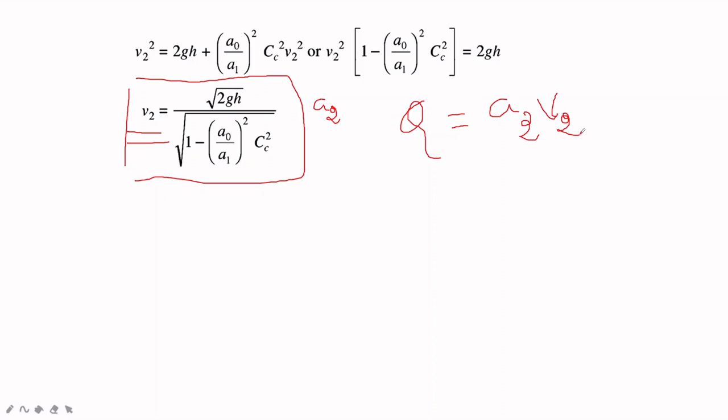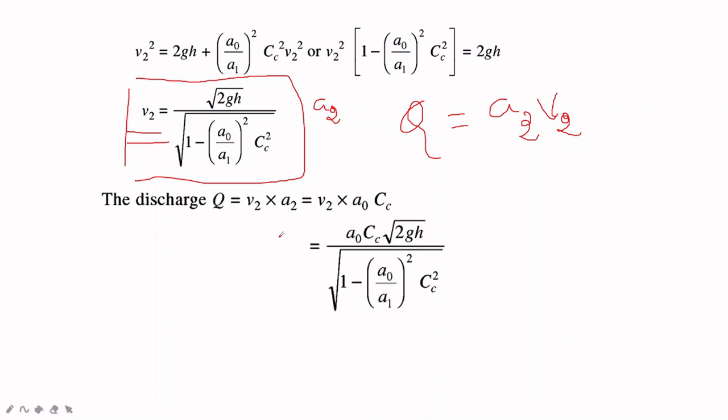A2 into V2. So the discharge Q is equal to V2 into A2. And A2 is what? By the formula of vena contracta, that is A naught into Cc. So A naught into this. Q is equal to, so I'll substitute the term of V2 here. So 2GH, this is the term V2, V2 into A naught into Cc. I just wrote in the place of V2, I substituted the value of V2.